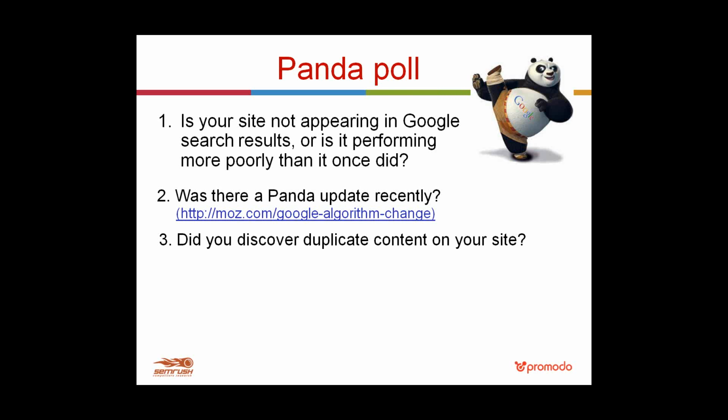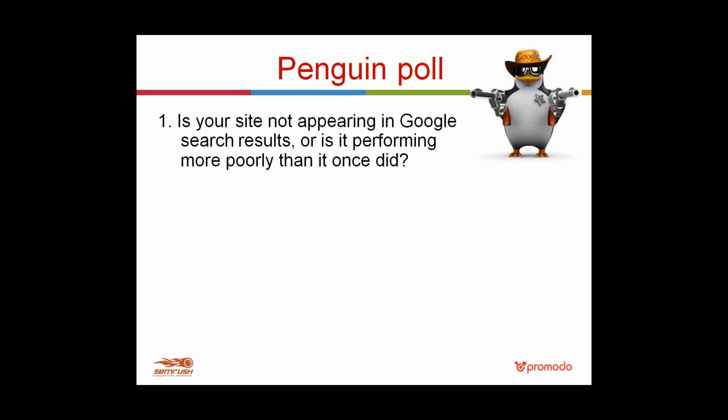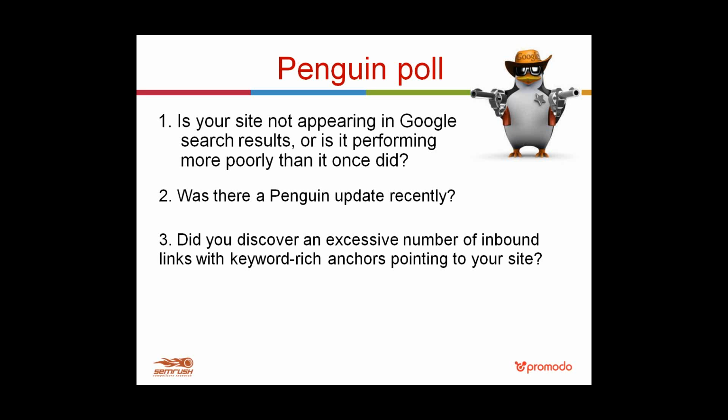And you are able to diagnose Penguin almost the same way. You see that your site isn't appearing in Google search results or it's performing more poorly. You go to moz.com and see there was a Penguin update. You check if there is an excessive number of inbound links with commercial keyword-rich anchors pointing to your site. So if two of three answers are yes, I guess, then you probably have got Penguin.